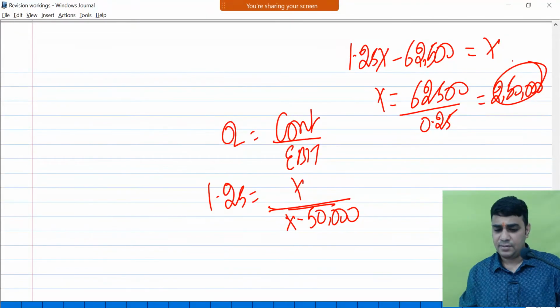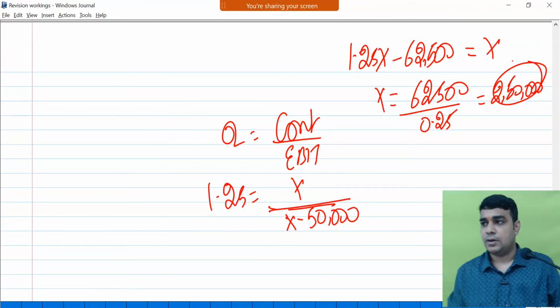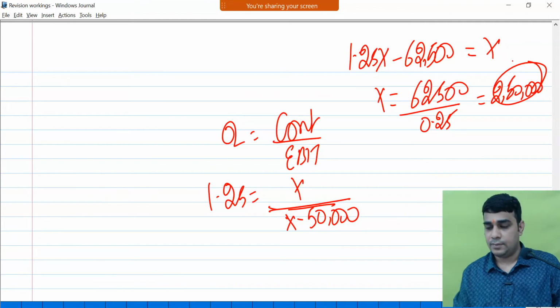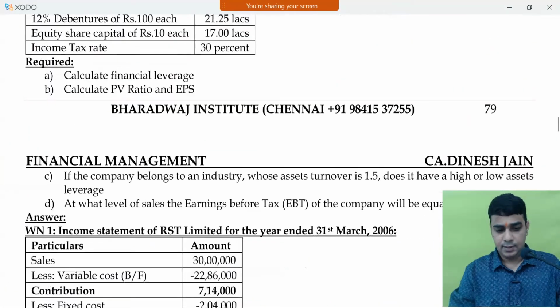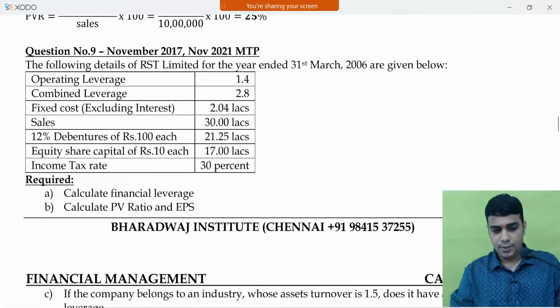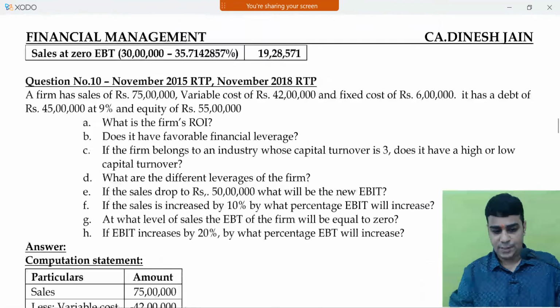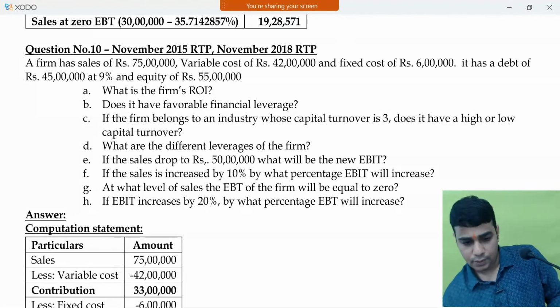Anything EBIT, you will get the same thing. Here then contribution should be X plus 50,000. If EBIT is X, contribution is X plus 50,000. I will check the calculation later. Question 9 I am not doing, it is a fairly simple question. Go through 10.